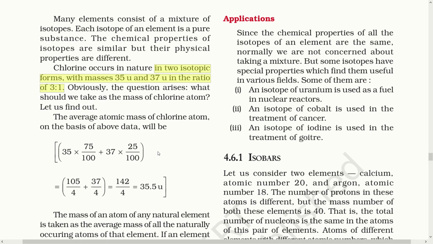So to find the average atomic mass of the chlorine atom, you have to do the calculation something like this. 35 into 75 upon 100, that is ratio 3, plus 37 into 25 upon 100, that is the ratio 1. So out of 100% of chlorine, chlorine with 35 atomic mass is obtained in this much proportion, while chlorine with 37 atomic mass is obtained in this much proportion, 25% of 100. So finding the average for that, you will get an answer as 35.5 atomic mass.